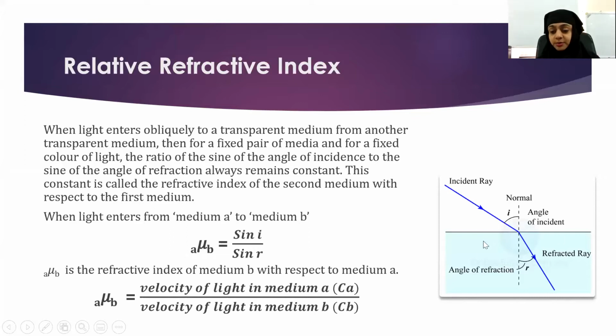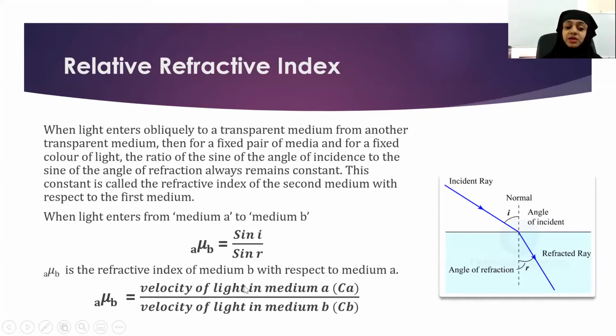So here you can see a picture here. Let this be medium A and this be medium B. And light from the incident ray is coming from medium A and it is passing to medium B. So the refractive index of the second medium, that is medium B, with respect to the first medium is equal to sin I by sin R. So this is called the relative refractive index. Relative refractive index of medium B with respect to medium A. That is equal to sin I by sin R.